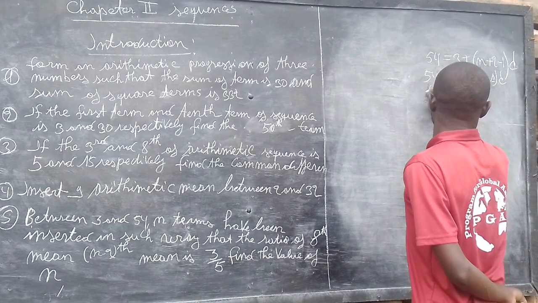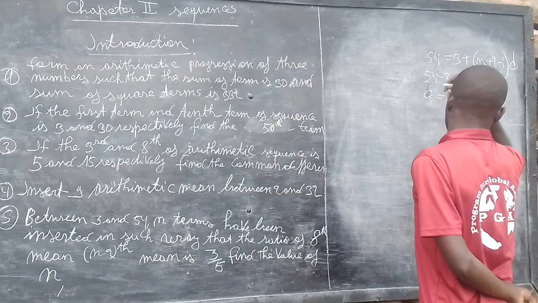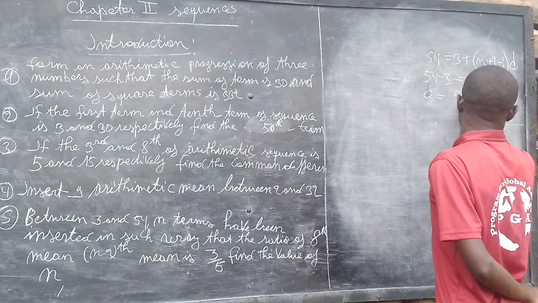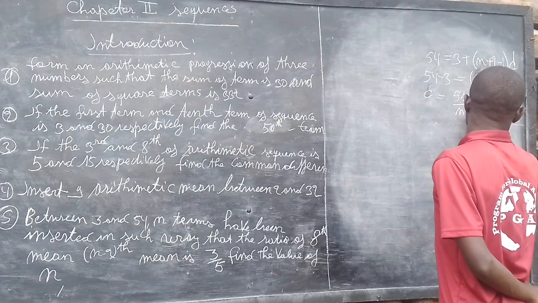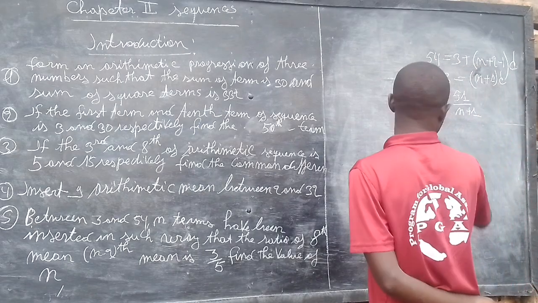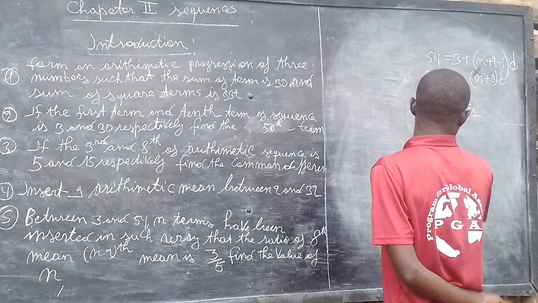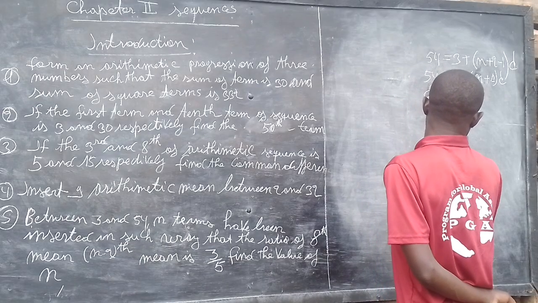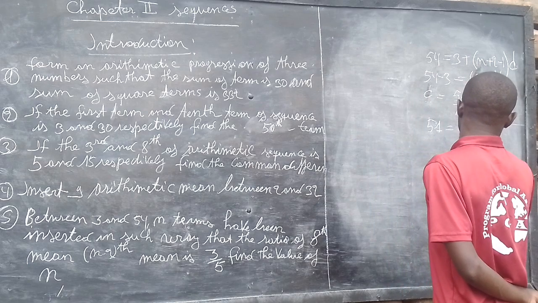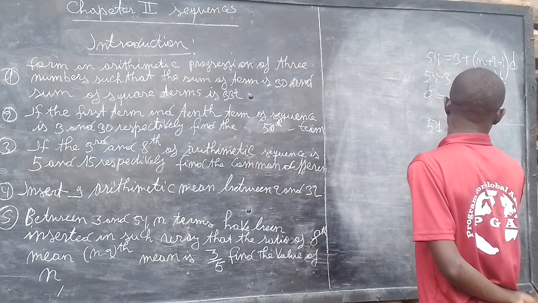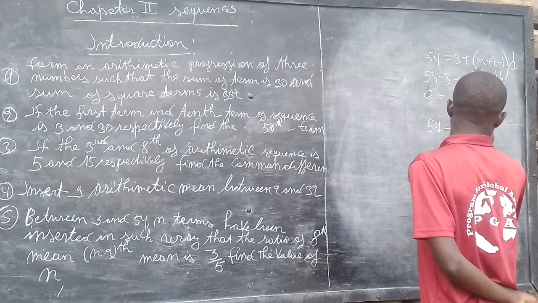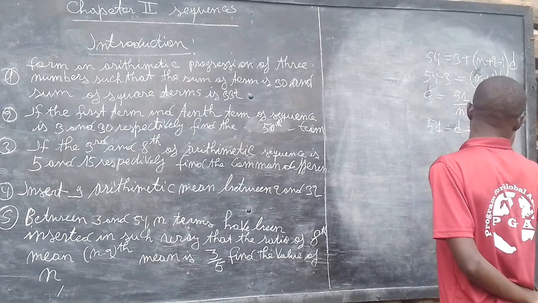Our d will be equal to 51 over n plus 1. So here we have 51 will be equal to nd, and here we have minus d, which is equal to nd.